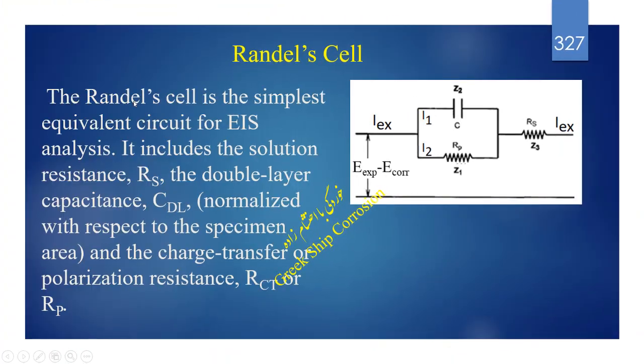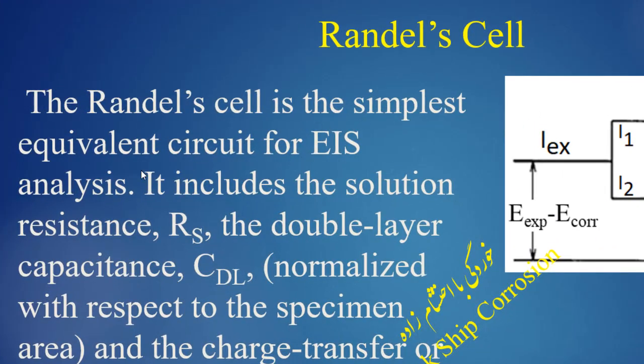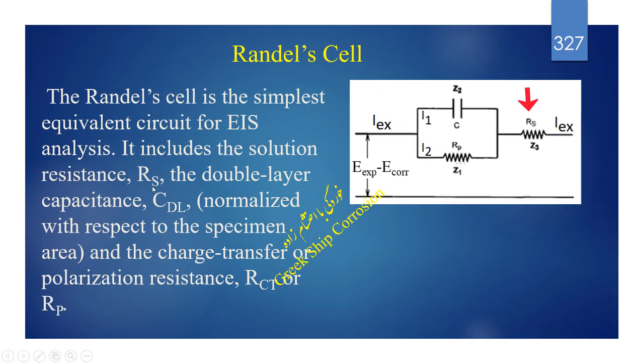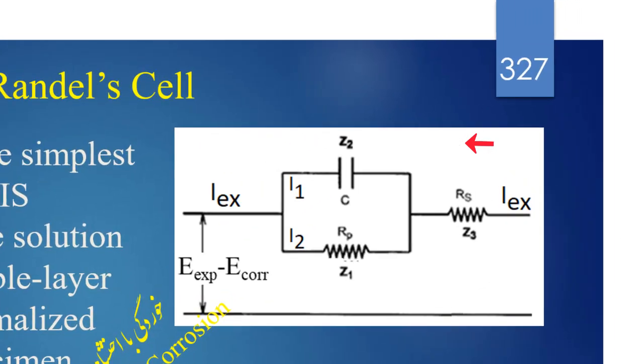Randles cell. The Randles cell is the simplest equivalent circuit for EIS analysis. It includes the solution resistance Rs, the double layer capacitance CDL, normalized with respect to the specimen area, and the charge transfer polarization resistance RCT or Rp.